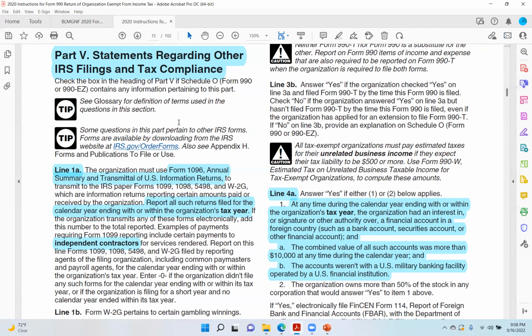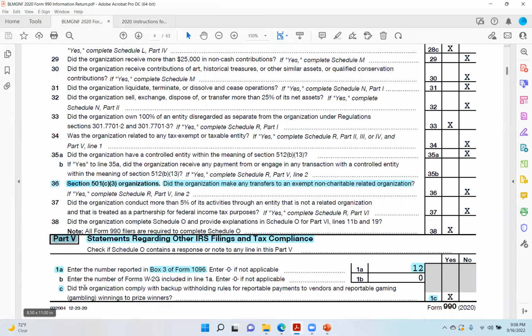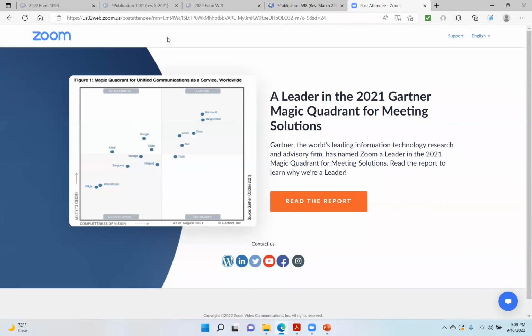So now I'm going to go back to the Form 990 information return so that you can see what this line 1a pertains to. Okay, so now going back over, and here we are. It says line 1a, enter the number reported in box 3 of Form 1096. And they put in box 3 of Form 1096, 12, the number 12. So what is the Form 1096? I'm going to pull that up.